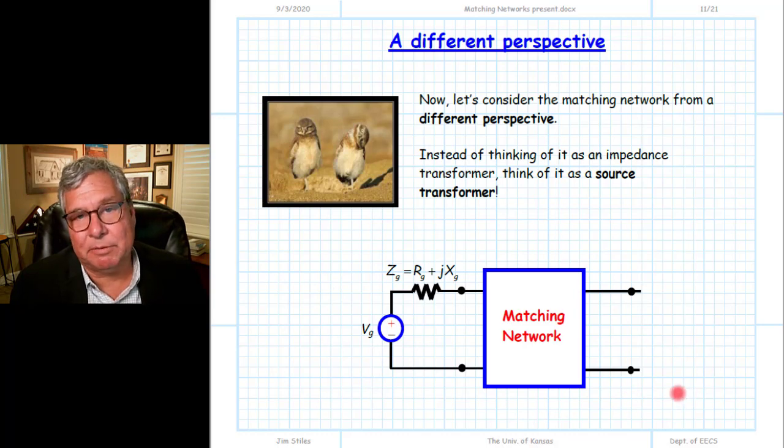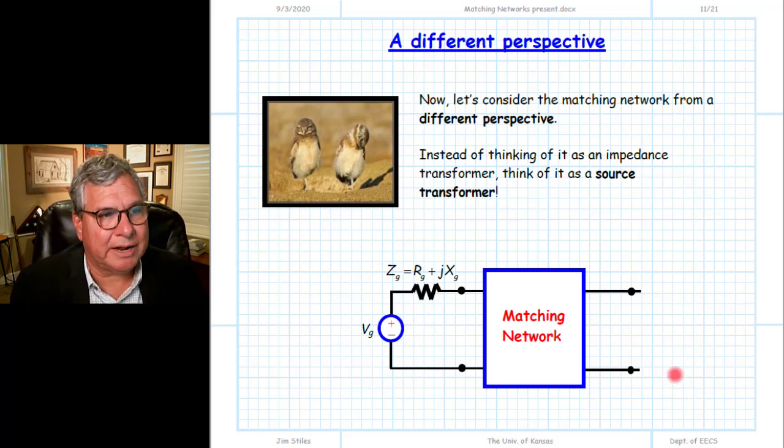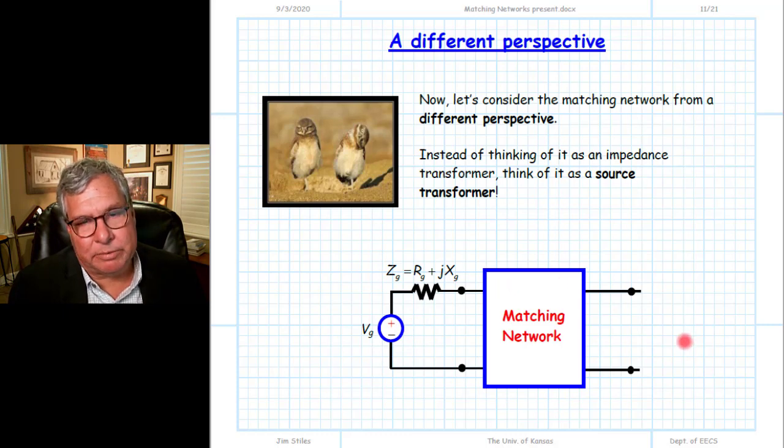And of course, we've done this before. We called this a source transformer. And so if we have a matching network that's designed in the form of a source transformer, what would that matching network do to bring about the condition where all of the available power of this source is ultimately absorbed by that load?